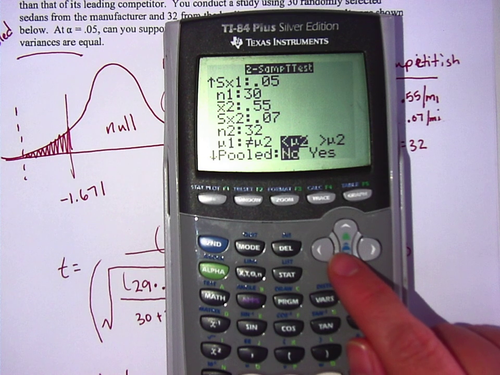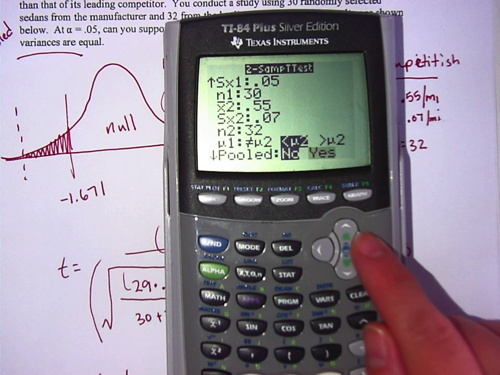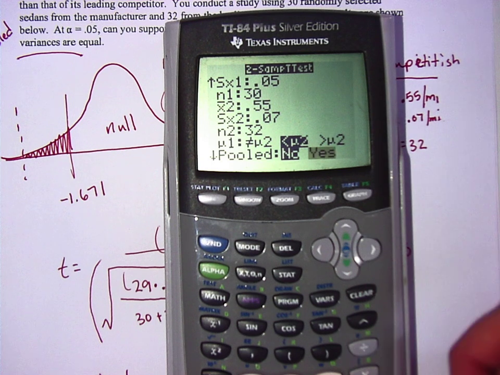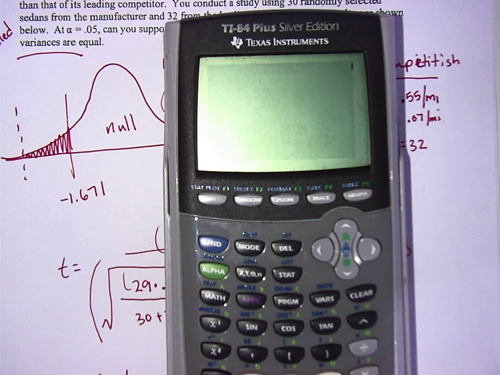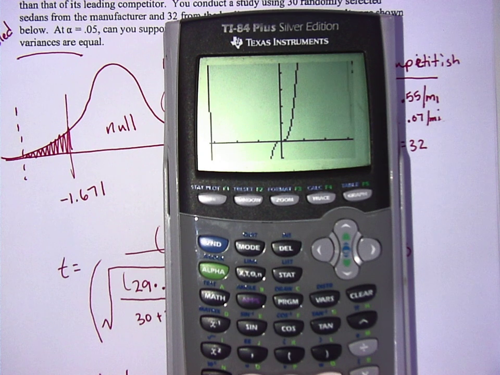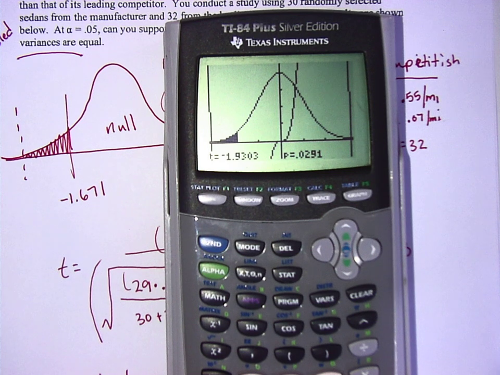Now, it says, is it pooled, yes or no? If the variances are equal, you would hit yes. If the variances are not equal, you would hit no. So if we hit yes in this, and then hit draw, see, I got t equals negative 1.93, which is what we got when we did that horrible formula. The only reason I have extra lines in there is because I have something in my y equals that I was graphing earlier. Now, if you were doing the problem from example 1, you would have just chosen not pooled.